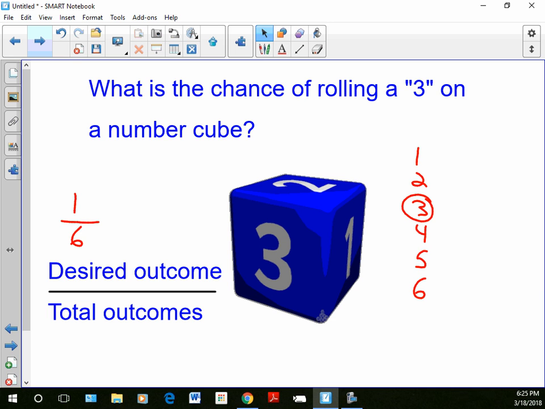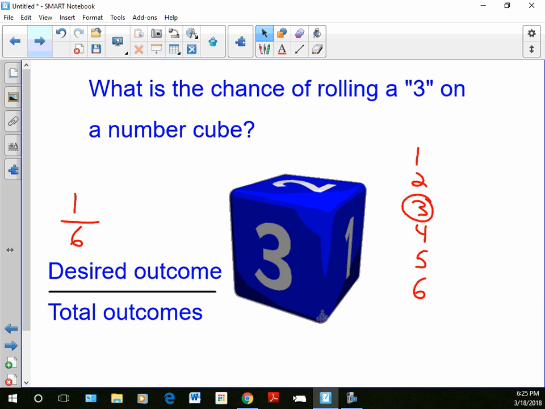This is just a small introduction into probability. Now, again, what is probability? Probability is the chance of something occurring. How do we represent probability? We represent probability in the form of a fraction, decimal, or percent.